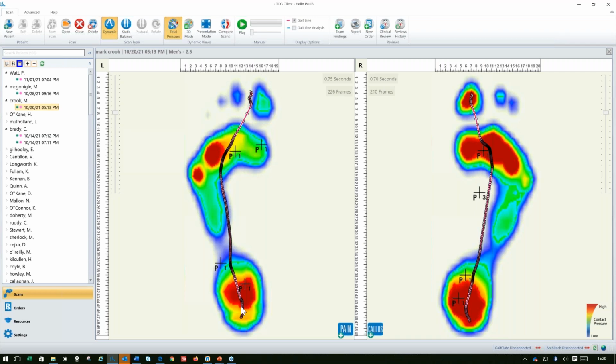What we want is for this to go through at a nice, smooth, controlled rate. Not too fast, not too slow. We don't want it to speed up. We don't want it to slow down. We want it to be at a nice, smooth, controlled rate.